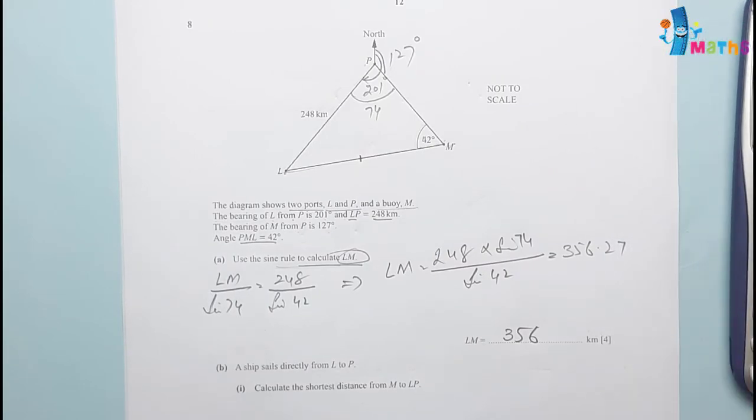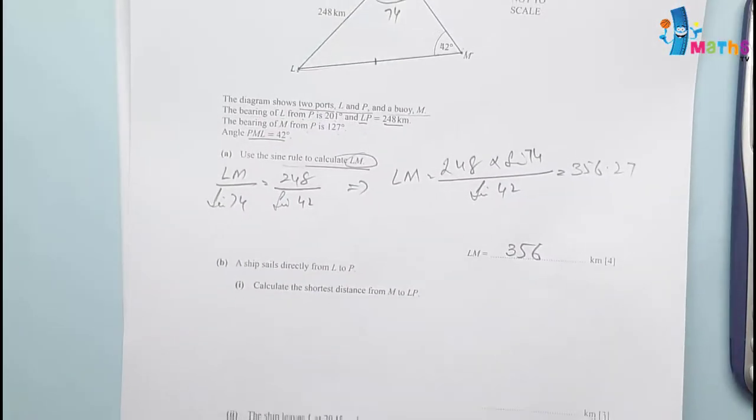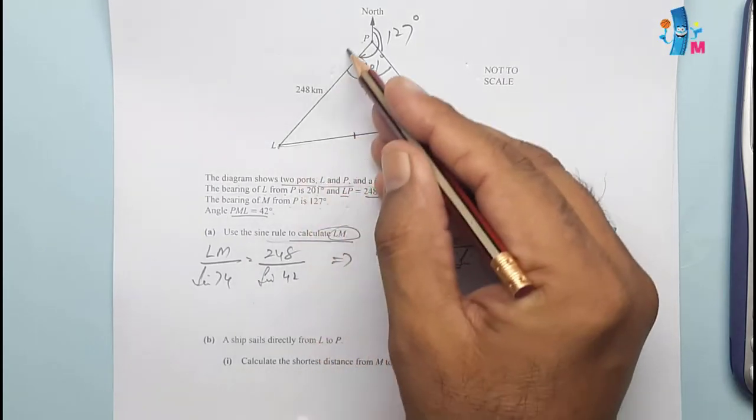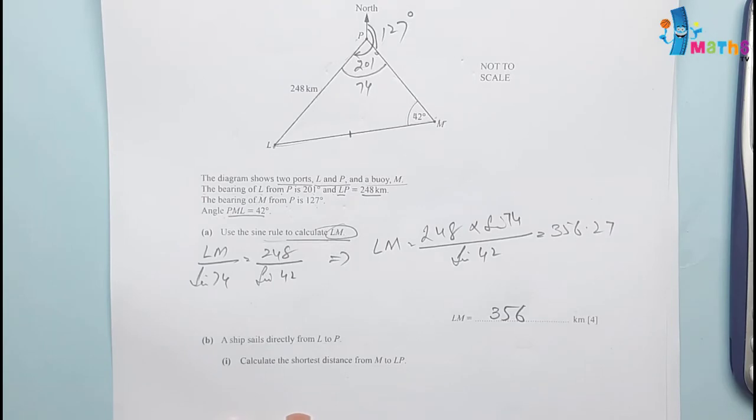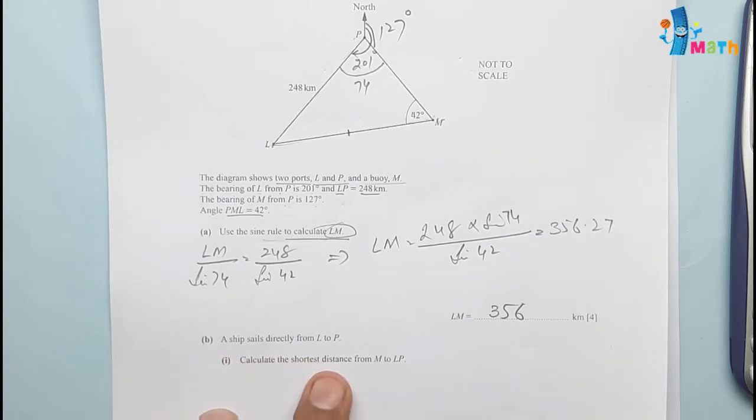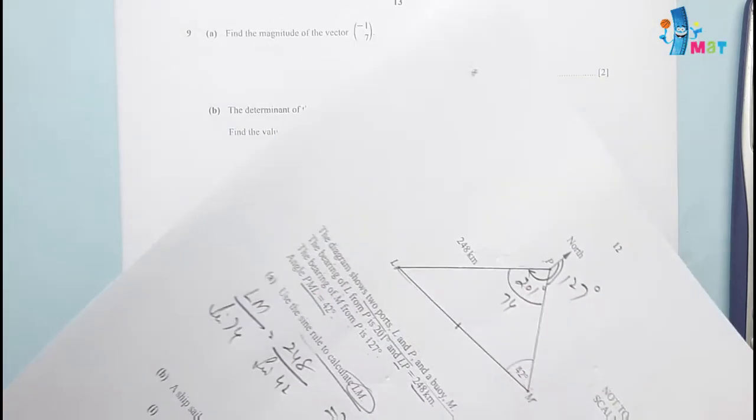A ship sails directly from L to P. Calculate the shortest distance from M to LP. M to LP, shortest distance.